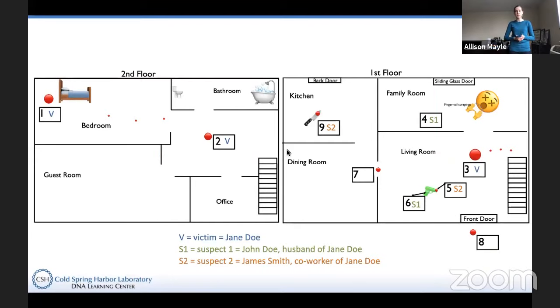We have suspect 2, James Smith. His blood was on the outside of the gun. Well, we already know he was bleeding because he was cut. And then suspect 1, the husband. He's the one whose DNA was found on the trigger of the gun.